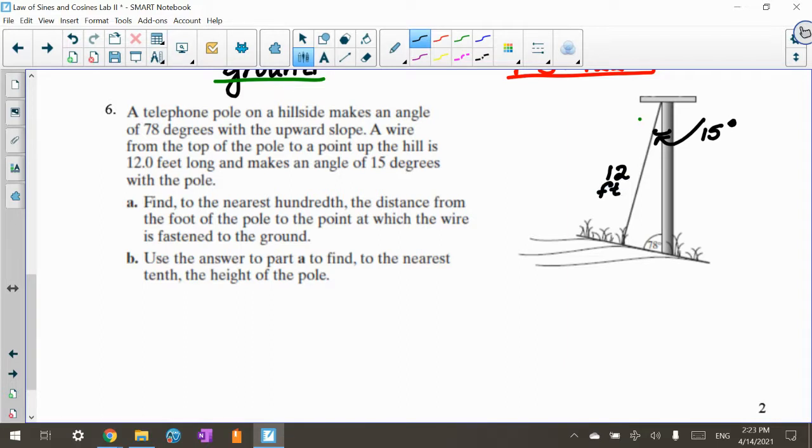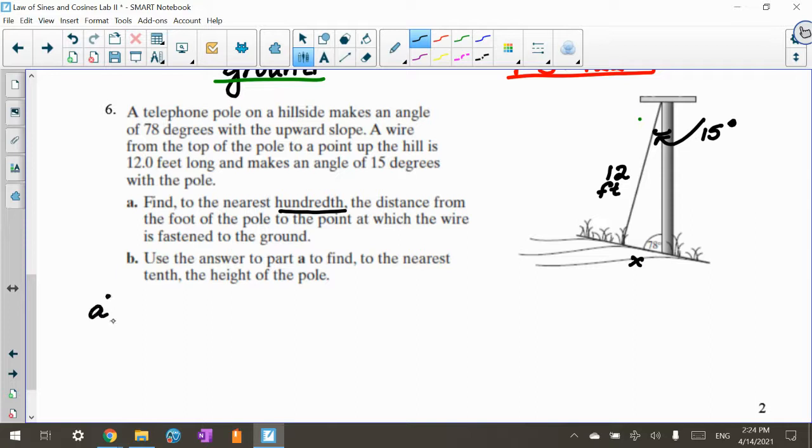It says angle 15 degrees with the pole. Part A: find, to the nearest hundredth, so that's 2 decimal places, the distance from the foot of the pole to the point at which the wire is fastened to the ground. So basically, we're looking for x right here, this distance here. I look at what I have, and there are a couple things I know. I have an angle here, and I do know what that side is.